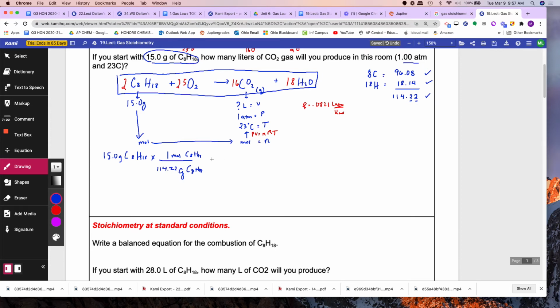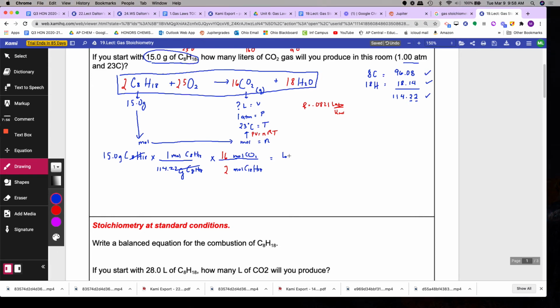Okay, next, so I just went to moles. I'm going to moles of the other substance. So moles of C8H18 to moles of CO2, because that's the question. Now I'm going to use the mole ratio, which is 16 on the CO2 and 2 on the C8H18. Go ahead and plug this in the calculator and get an answer. So I got 1.05 moles of CO2.